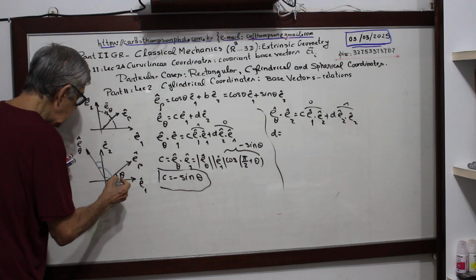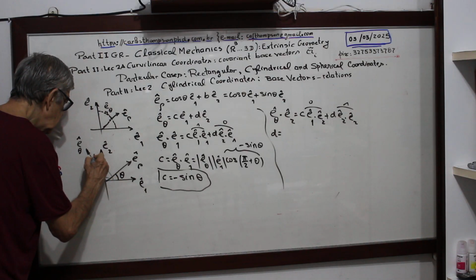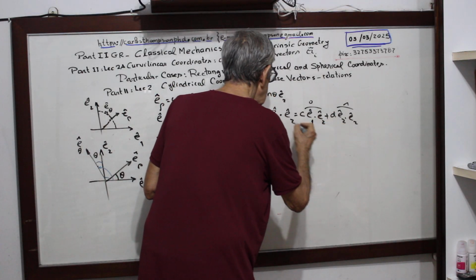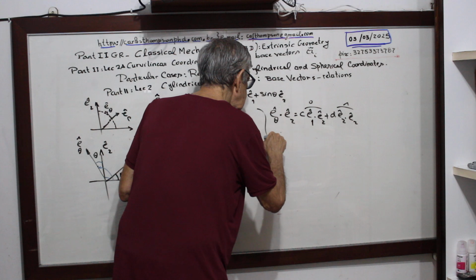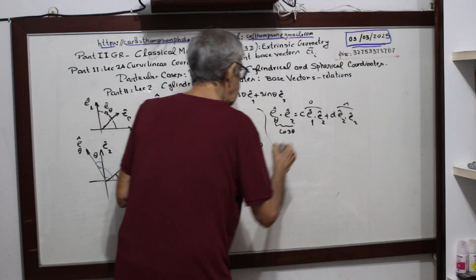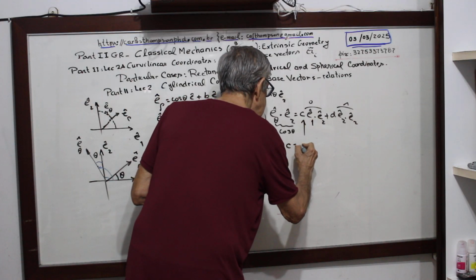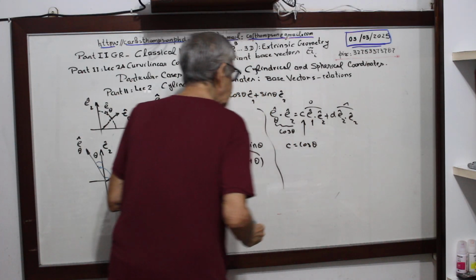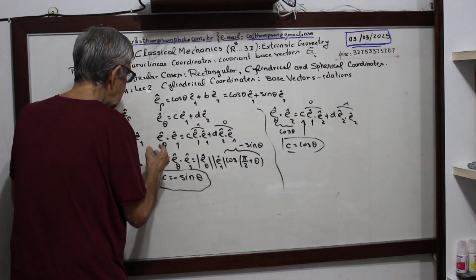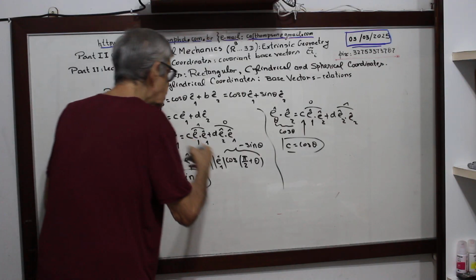Just look at here, okay? This is E sub theta and E2. The angle is theta. So D will be cosine of theta. Now, C, you see, I want C. C is equal minus sine of theta. So then I can represent, okay, my unit vector in cylindrical coordinates.